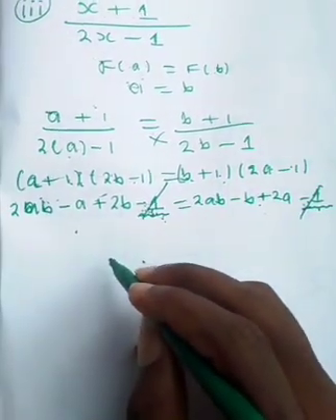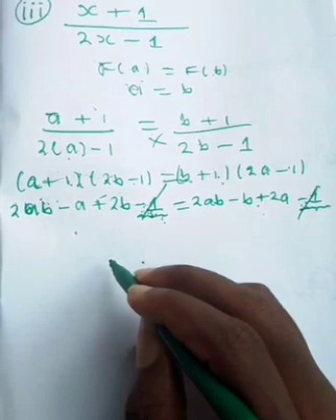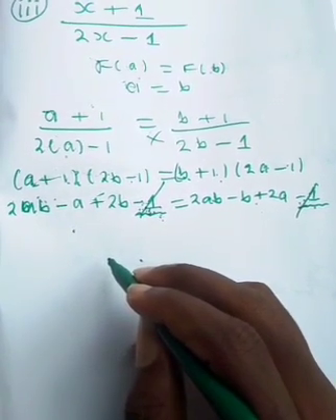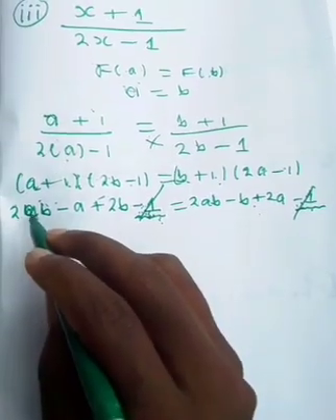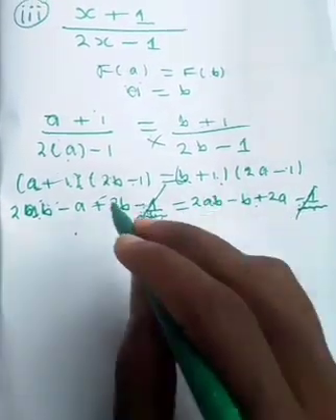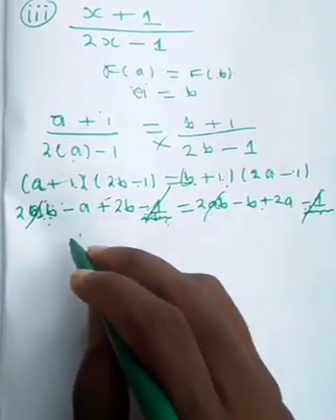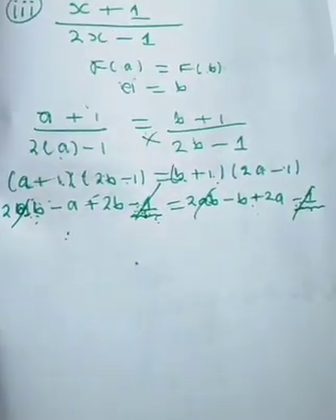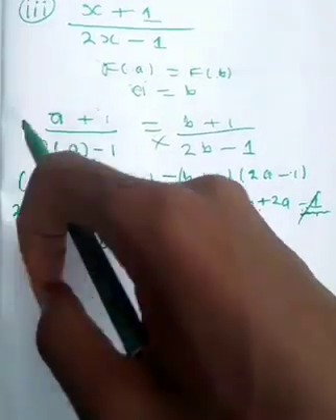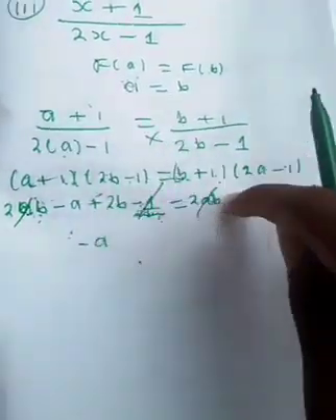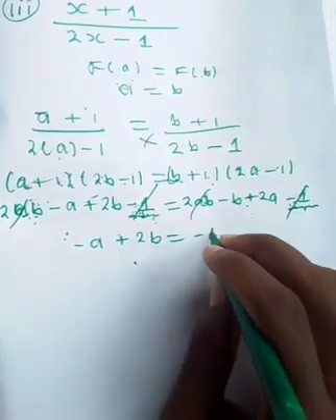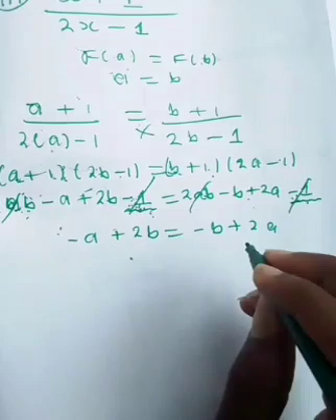What else? I have 2ab and I have 2ab. These two have the same signs and are like terms, so we can also cancel them out. What have I just remained with? I've remained with negative a. If you want, take what is on this side and simplify, if you are not clear with this trick. So here I have 2b and here I've remained with negative b plus 2a.